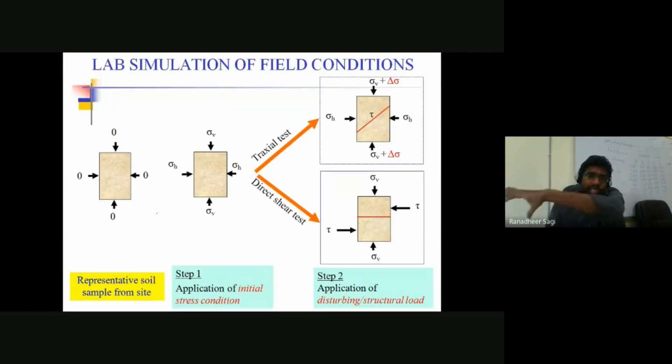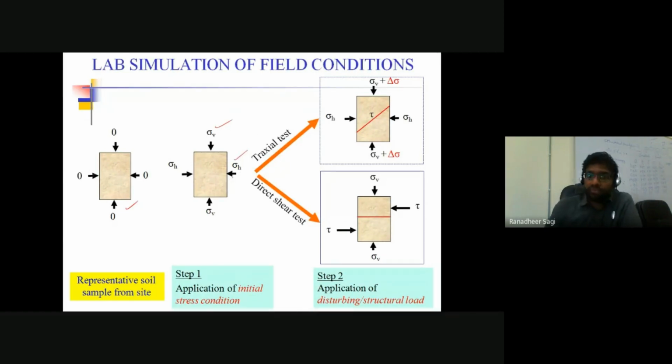When the soil sample is taken out from the ground, the stresses applied on the soil sample obviously get released, because whatever stresses were acting on that soil when it was inside the ground at a certain depth get released when you take the sample out. In order to simulate the same condition of stresses that the soil sample experienced in the field, we apply what is called vertical stress and horizontal stress on the soil sample.